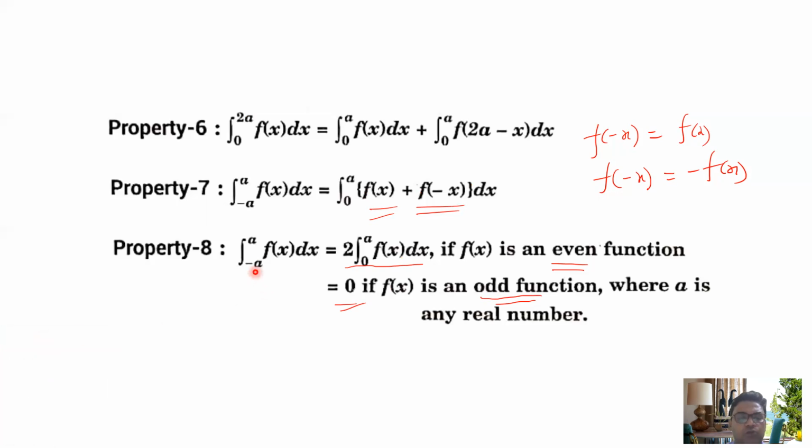The integral from minus a to a of f of x dx is equal to 0 if f of x is an odd function, where a is a real number. So from here it is clear, this conclusion, this property is coming from property number 7. So property number 8 is an extension of property number 7, you can see. Okay, so these are the basic properties of the definite integral.